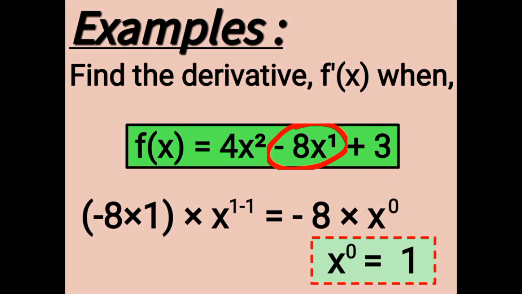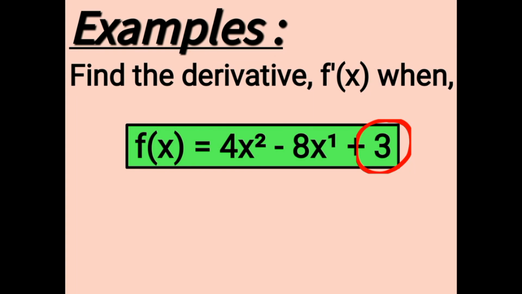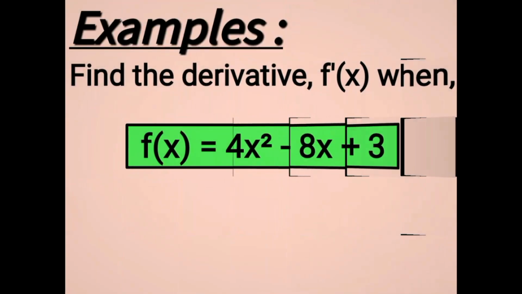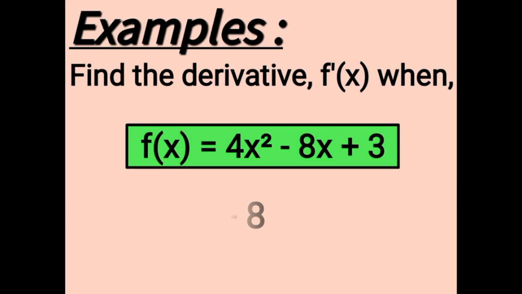Now taking the final term 3, differentiating 3 gives us 0 as constant terms disappear when differentiating. Then the derivative f dash x when f x equals 4x squared minus 8x plus 3 is 8x minus 8.